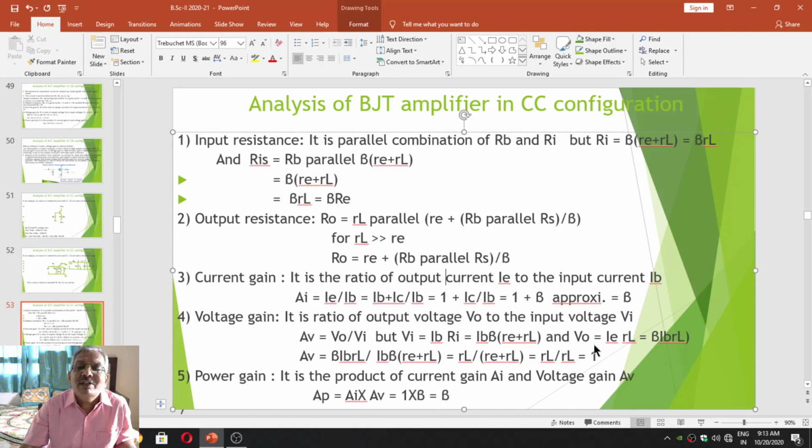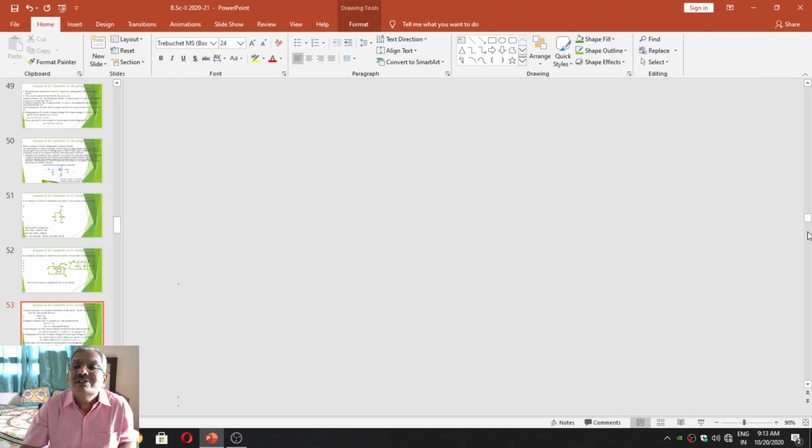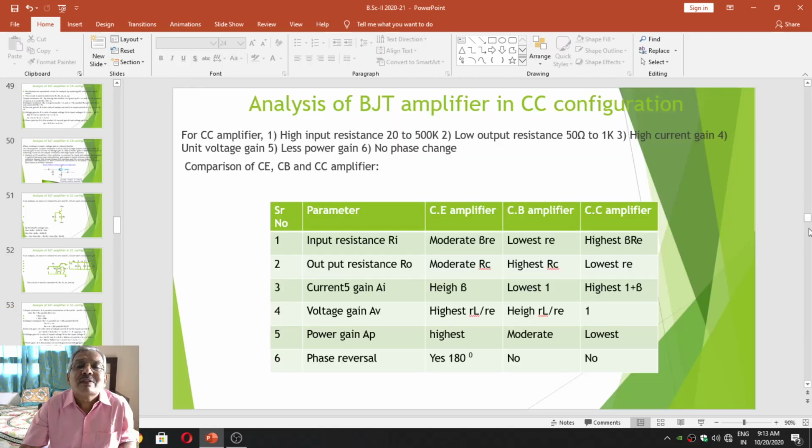Now friends, the power gain is the product of voltage gain and current gain. We have the current gain beta, voltage gain is 1. So the power gain Ap is equal to current gain into voltage gain, that's equal to 1 into beta, which is equal to beta. So this is how one can calculate the parameters of amplifier, especially in common collector configuration.